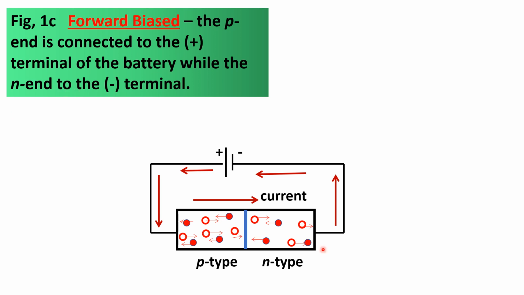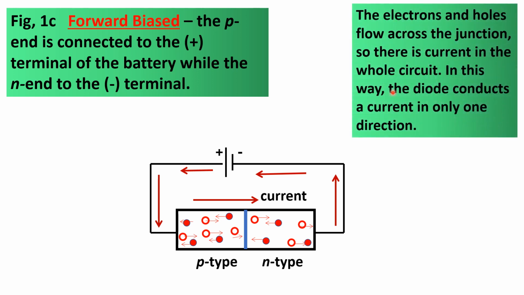All right. As shown, there is now what we call a continuous flow of charges, meaning there is current in just one direction, or what we call direct current. The electrons and holes flow across the junction, so there is current in the whole circuit. In this way, the diode conducts a current in only one direction.